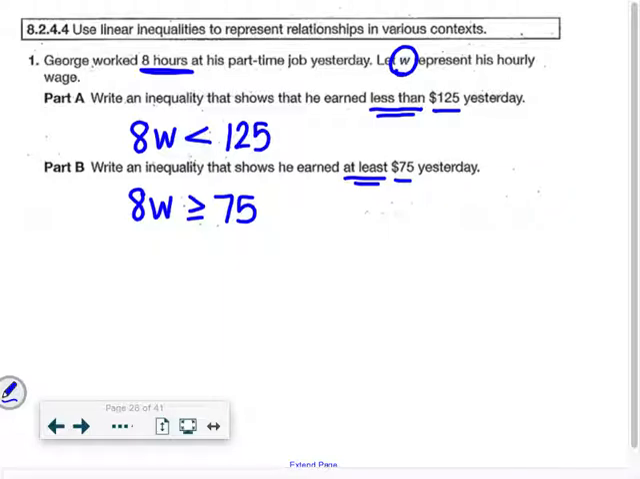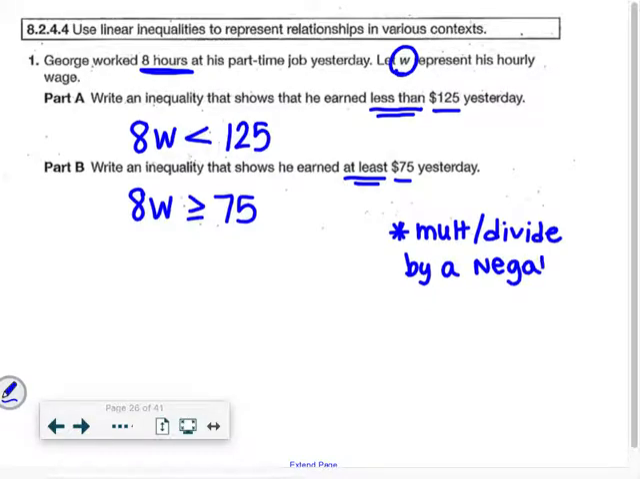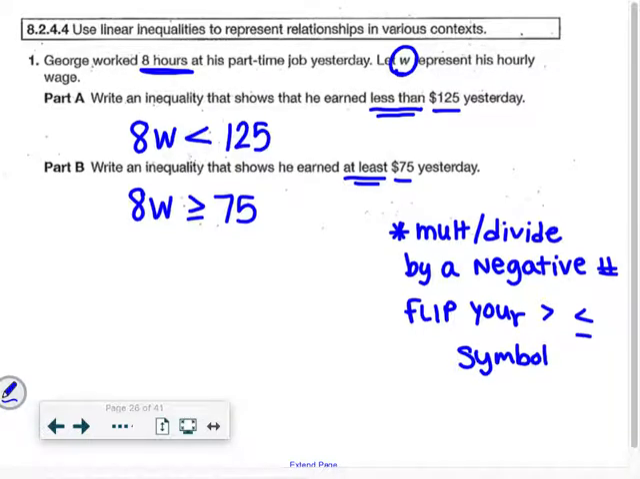Remember, when you're solving inequalities, if you multiply or divide by a negative number, it flips your inequality symbol the other way. So multiply or divide by a negative number, you have to remember to flip your symbol. And it doesn't matter if it's got an equal underneath it or not. Flip your symbol.